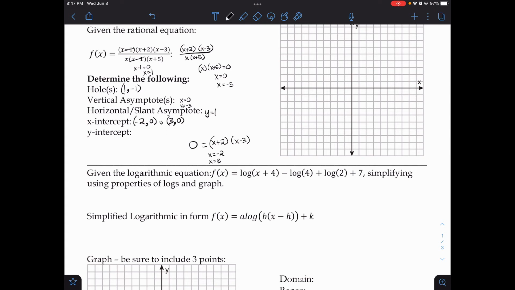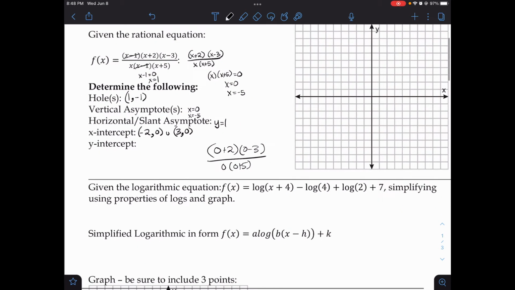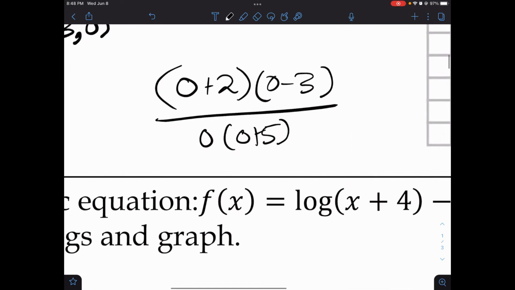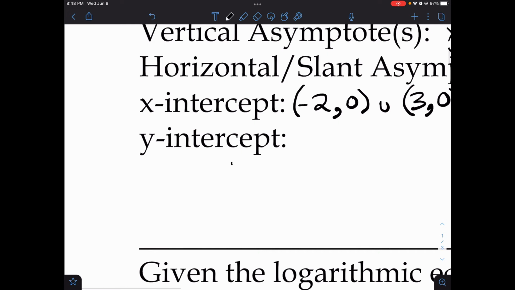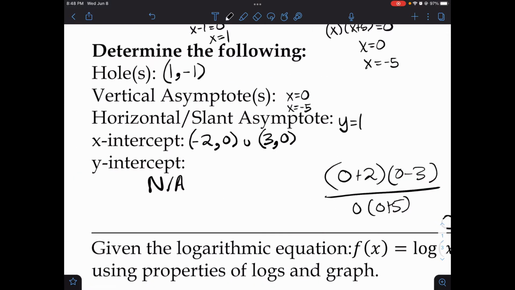Now the y-intercept is when we plug in a 0 for the x instead of the y. So let's do that. 0 plus 2 times 0 minus 3 over 0 times 0 plus 5. So the bottom actually comes out to be 0, which means there are no y-intercepts. And you could have probably predicted that by just looking at the vertical asymptote x is equal to 0. So the graph doesn't touch x is equal to 0.